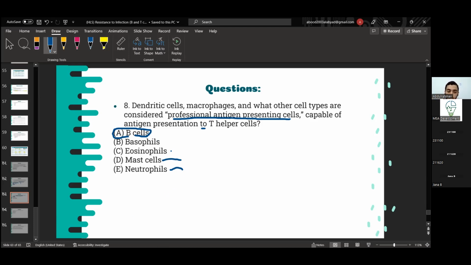Mast cells, what do they do? They release histamines. Eosinophils, I'm pretty sure, if I'm not mistaken, are responsible for parasitic infections. Basophils, I don't really remember.